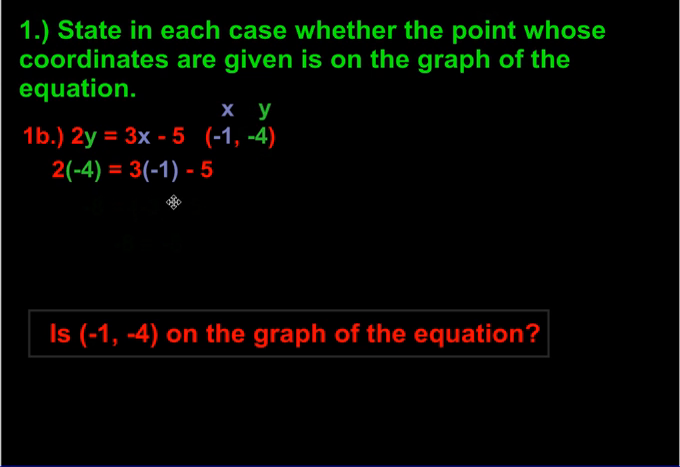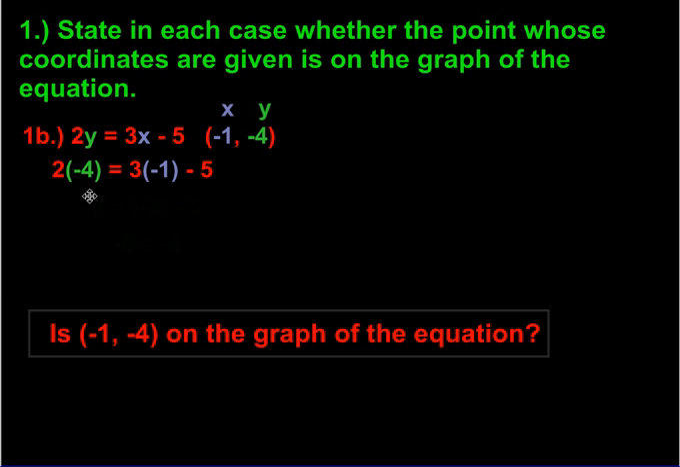Keeping in mind, the whole point of this is, as we work it down, we want this side of the equal sign and this side of the equal sign to match. If it's true, if they do match, then it will be on the graph of the equation. If it turns out they don't match, then it's not on the graph of the equation. So let's find out if they match. We're going to do some multiplication.